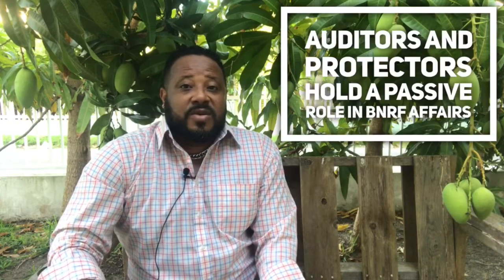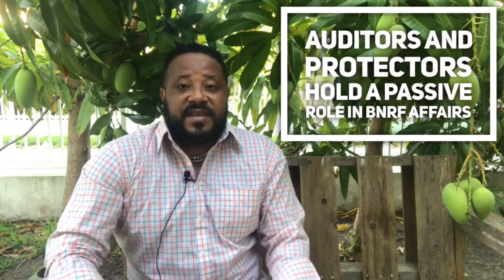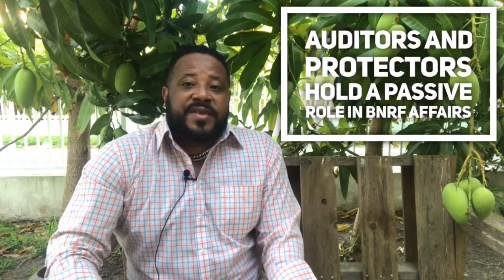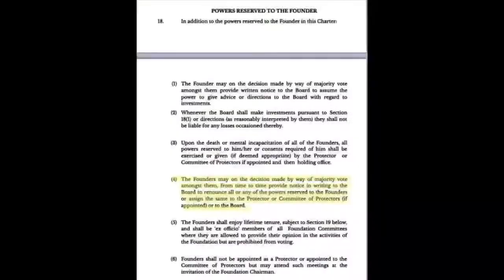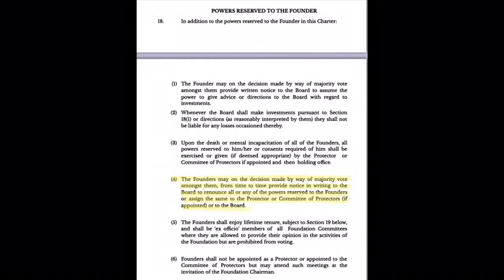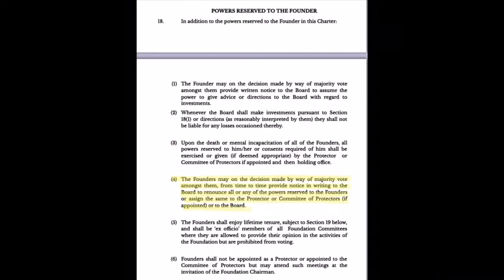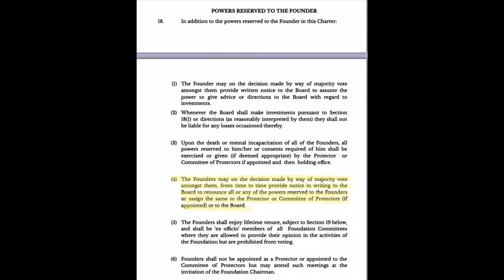Now, like the founders, auditors and protectors have a more passive role in the organization and are also prohibited from voting or otherwise participating in the daily affairs of the organization, with the rare exception of the protector's ability to exercise the powers of the founders in the event that all founders are disqualified from office.